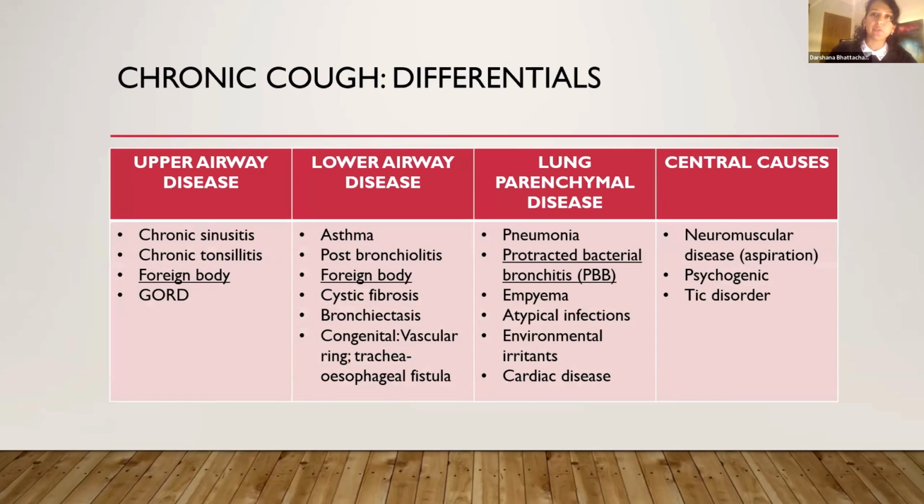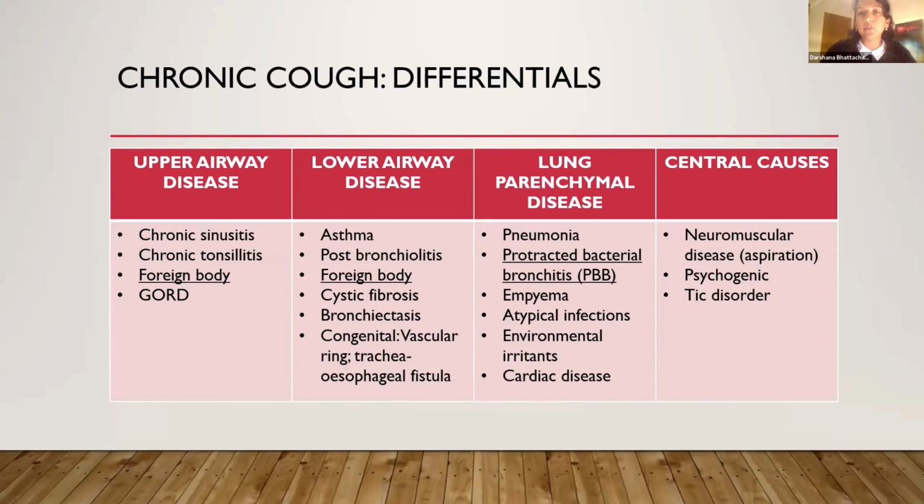There are lots of differentials of chronic cough, which I am not going to go through in the last 10 or so minutes of this presentation, but really do try and think about it as systematically as you can, dividing it into upper airway, lower airway, lung tissue disease, and central causes. Don't forget foreign body, even in chronic cough. You'll be surprised. You just really need to delve into the history, because sometimes there can be a lodged foreign body, such as a peanut, that causes inflammation and can lead to chronic cough.